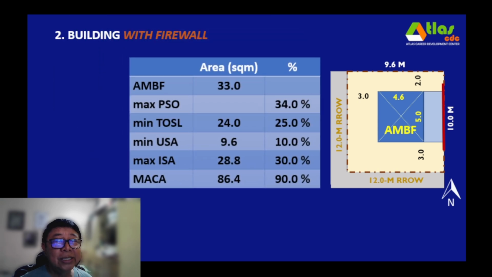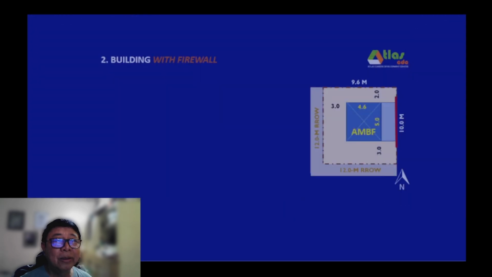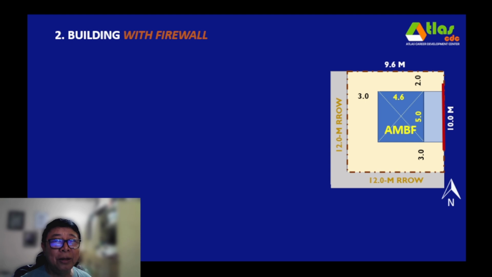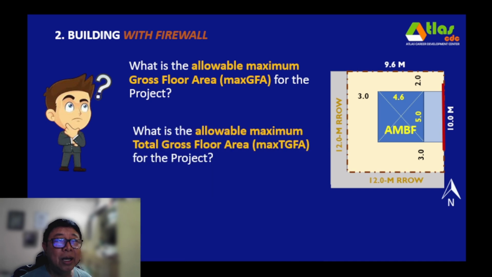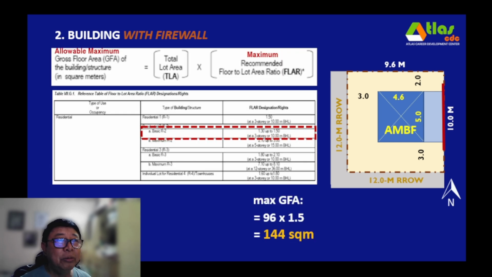So this is now our summary for the development controls that are all taken at grade level. So we now proceed with the development controls pertaining to the floor areas of the building, and that will be the allowable maximum gross floor area or maximum GFA, that is with firewall, and also the allowable maximum total gross floor area or the maximum TGFA for the project with firewall. So let's start with the maximum GFA with firewall.